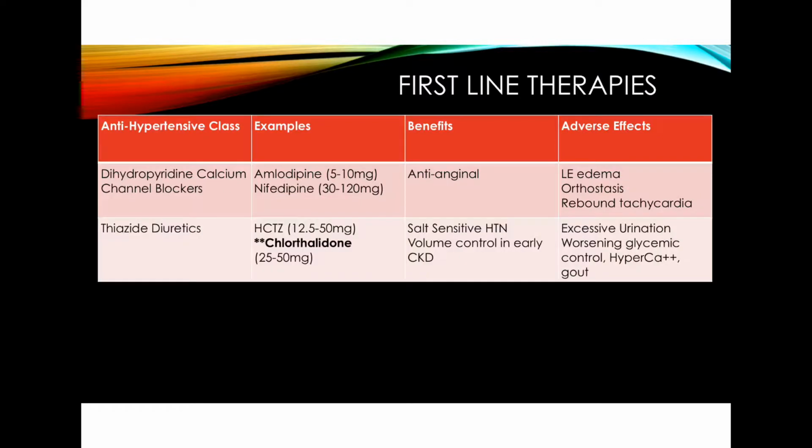Another class that's used first line are the thiazide diuretics, such as hydrochlorothiazide, and the newer thiazide, chlorthalidone, which is starred and bolded here because it's thought to be particularly effective as a first-line agent. This is great for patients with salt-sensitive hypertension, patients who are more volume overloaded and need increased diuretics to take some of the volume off of them.